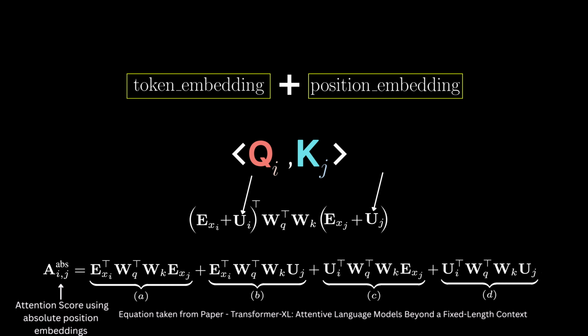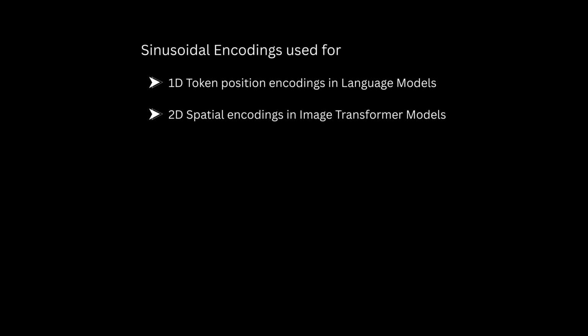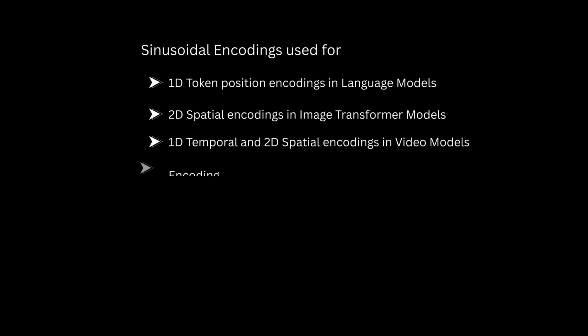The goal of this part was to ensure that you have a complete, clear understanding of sinusoidal position encodings. The transformer paper used sinusoidal embeddings for 1D token positions. Image transformers often use sinusoidal encodings for 2D spatial grid positions. And video models frequently combine 1D temporal and 2D spatial sinusoidal encodings. Sinusoidal embeddings also appear in diffusion models like DDPM, where they are used to encode time step information. Hopefully, everything that we covered gives you a much stronger and intuitive understanding of positional encodings.